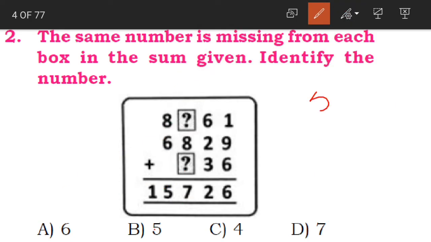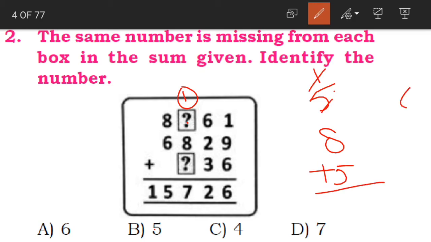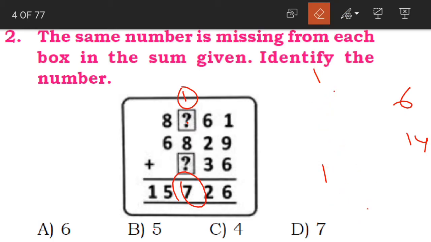Option B. 1 carried. Yes, that will be there. 1, then 5, 8, and then 5 in the place of question mark. 1 plus 5, 6. 6 plus 8, 14. 14 plus 5, 19. Again we are having 7 here. We are having 9 here. So this is also not our correct answer.